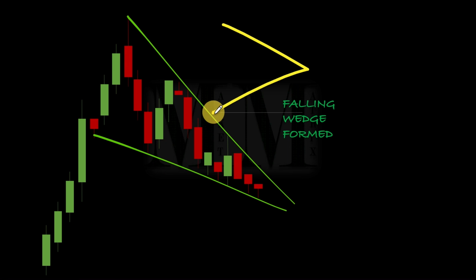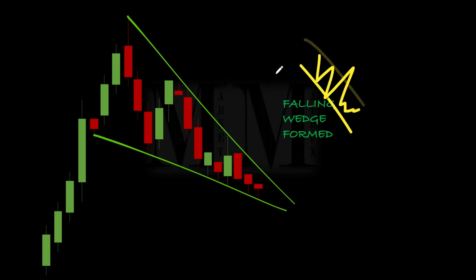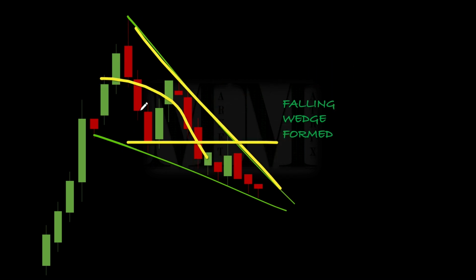Remember, the pennant was like this, the triangle with consolidation like this, and then the flag like this with the move back like this. So imagine both of them put together. It's pulling down, but it's also in a triangle. So this is the falling wedge.